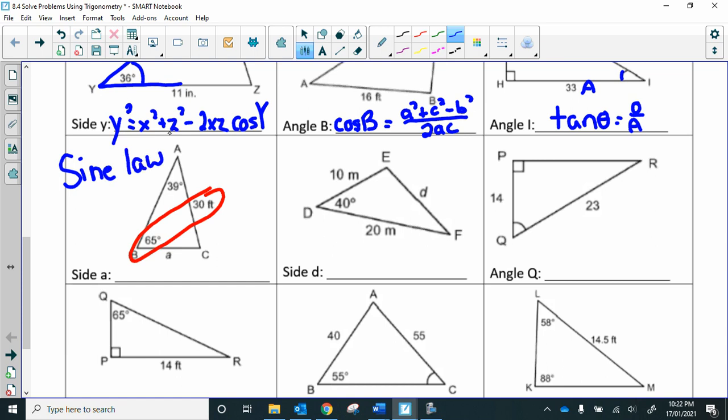And I'm trying to find little a, so I'm going to be using the one that starts with the little a on top just because it's easier to solve for. And then my side angle pair is my b's. So little a over sine a equals little b over sine b.